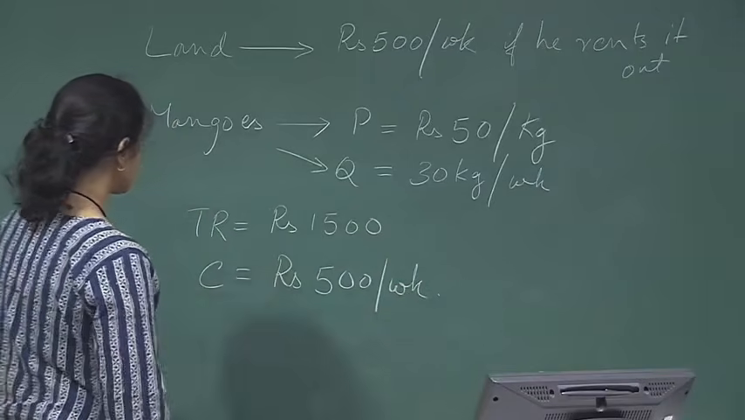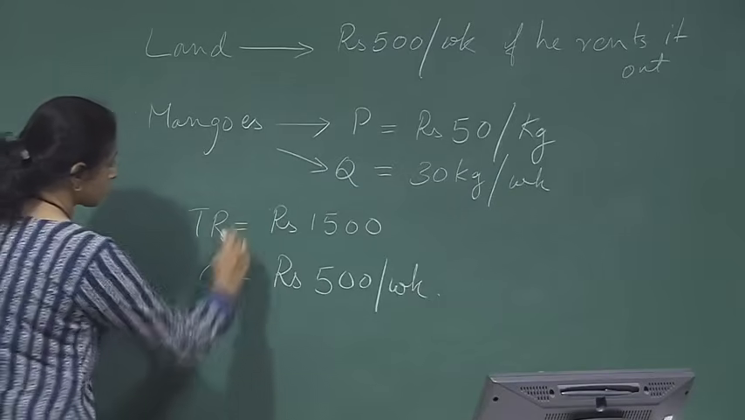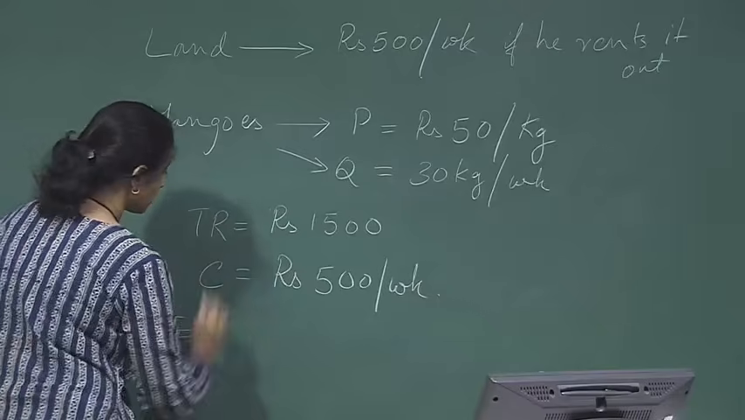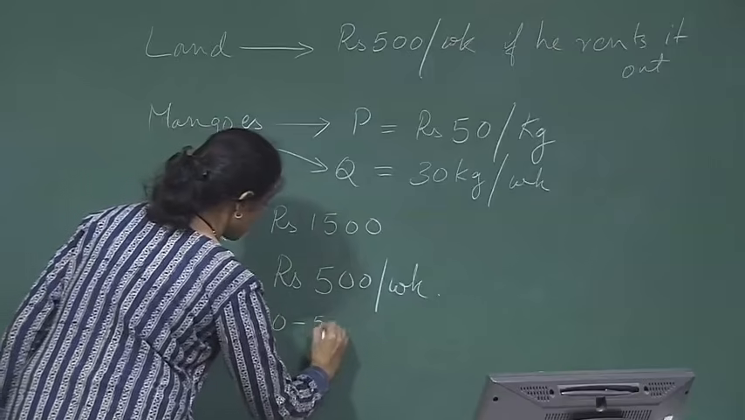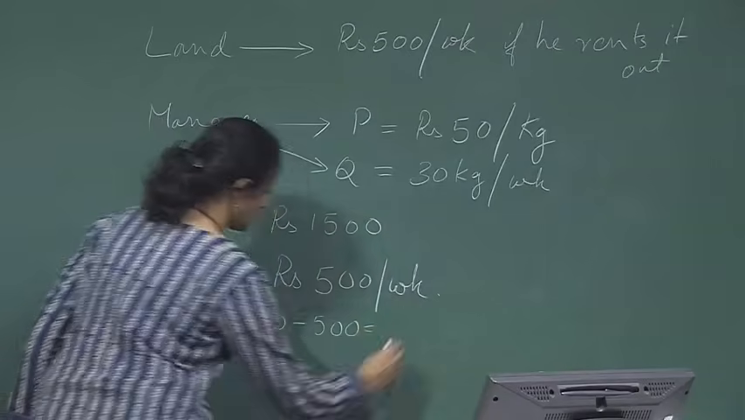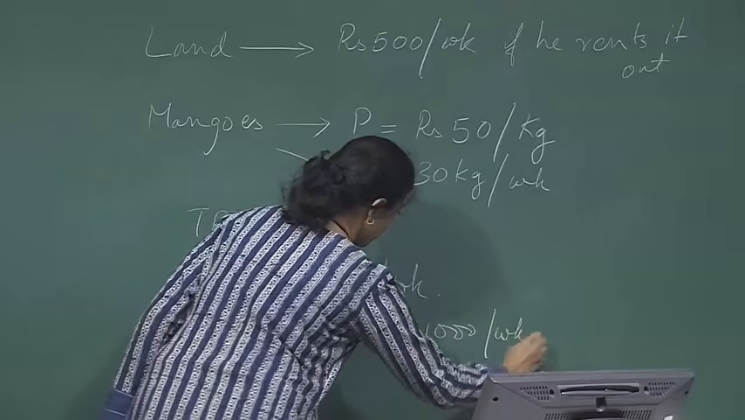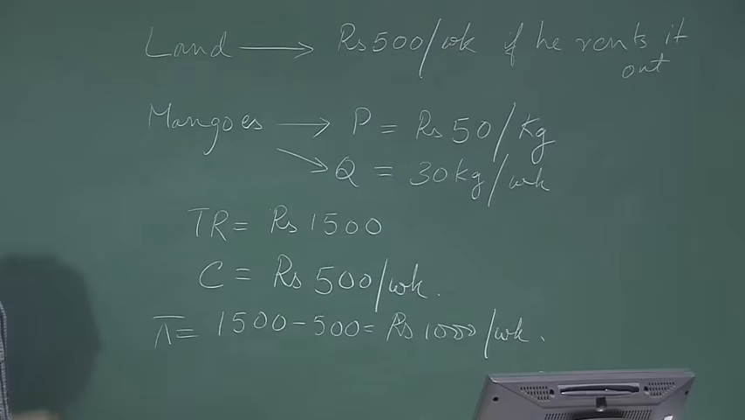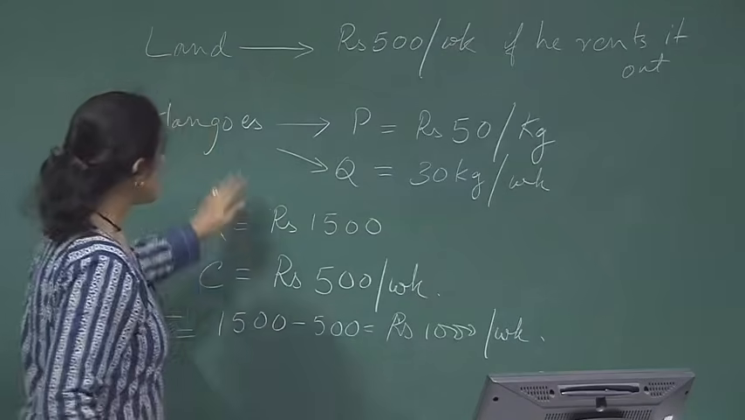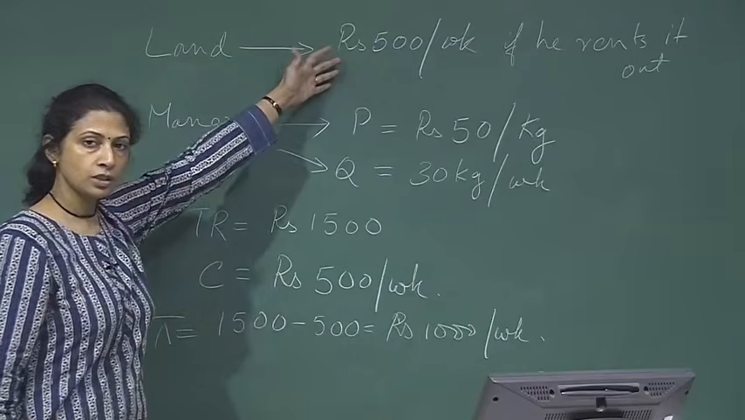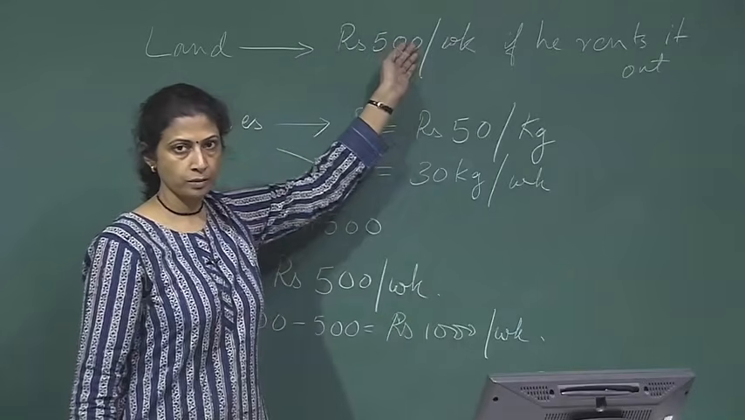So in that case, his profit would be total revenue minus total cost. We would think that the profit is 1500 minus 500, which is equal to rupees 1000 per week. Now here what we are missing out is he could have rented out this land in the market and would have earned an amount of, say, rupees 500 per week.